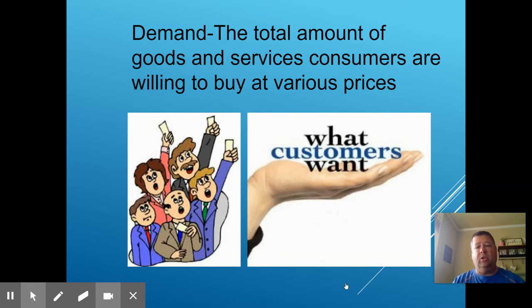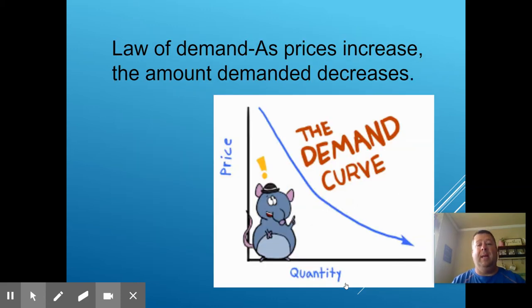Total amount of goods and services consumers, again, you and I are the consumers. We'll talk about producers later, but what consumers are willing to buy at various prices. So again, you and I are very responsive to those prices. We love cheap prices, but as prices go up, demand for those products will go down. And here you see the law of demand, a downward sloping curve. As prices increase, amount demanded decreases, and vice versa. As prices decrease, the amount demanded is going to increase.